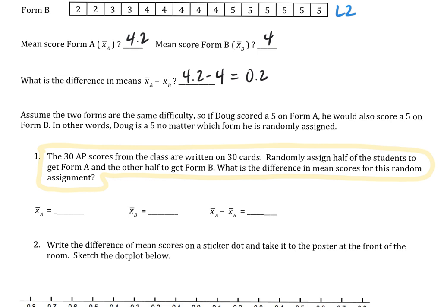So an example of that could be, once we mix them all up, you could get an average of like 3.95 on Form A and 4.25 on Form B, just depending on how these values fell when we mixed them up. And the mean difference would be negative 0.30. This would be one example of a possible difference of scores.